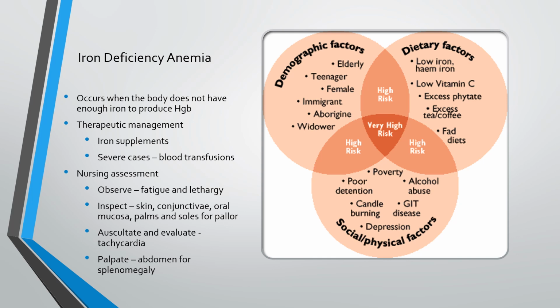We also want to inspect our skin, conjunctiva, the oral mucosa, the palms and soles for any pallor. We can also note any spooning of the nails, right, from our chronic hypoxia, and we talked about that last week. We're going to auscultate and evaluate for any tachycardia. Tachycardia is a sign of prolonged anemia, and we're also going to look for splenomegaly. So we'll want to auscultate and palpate for those symptoms.